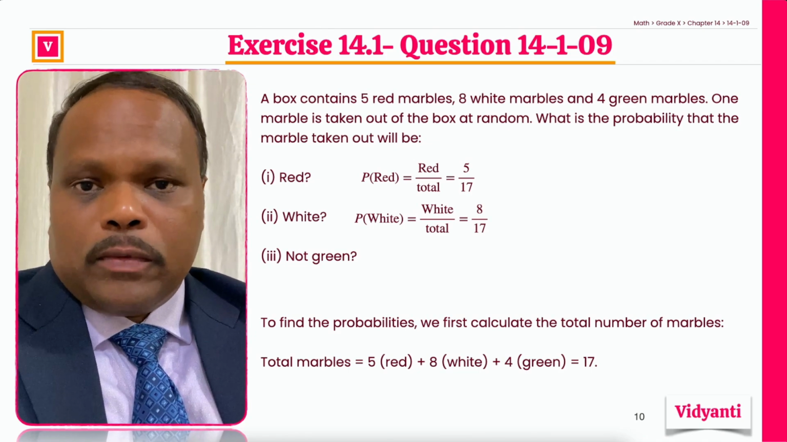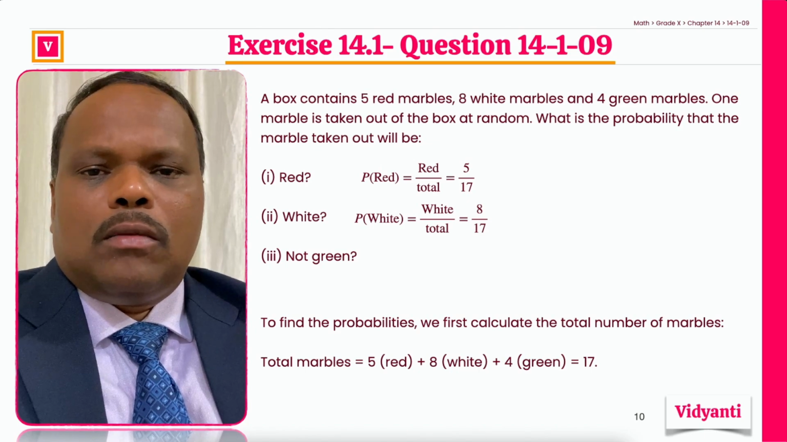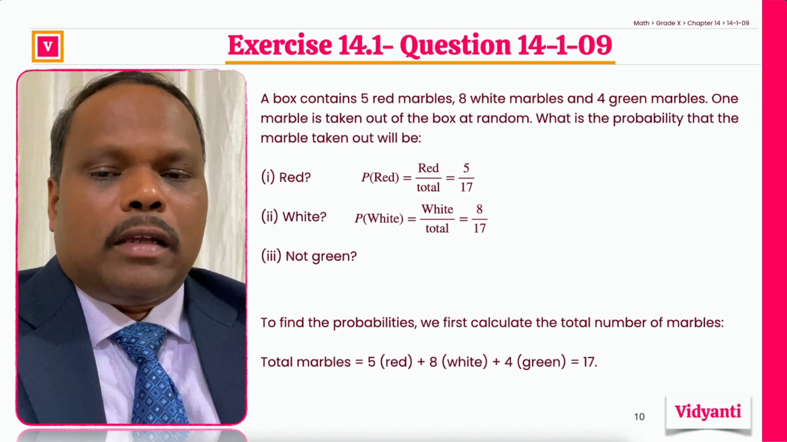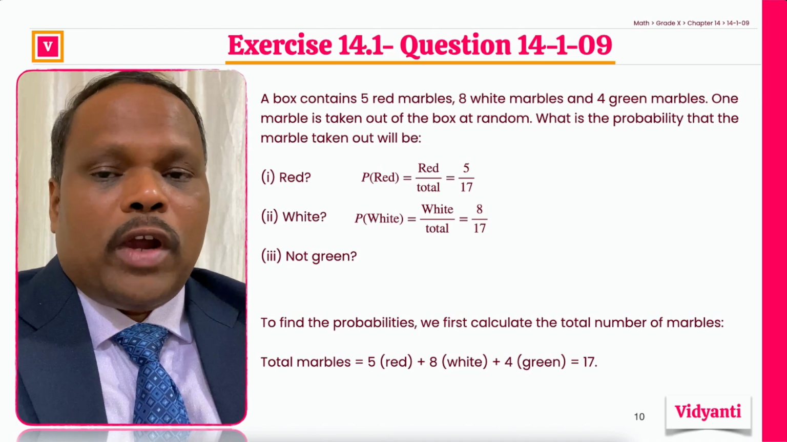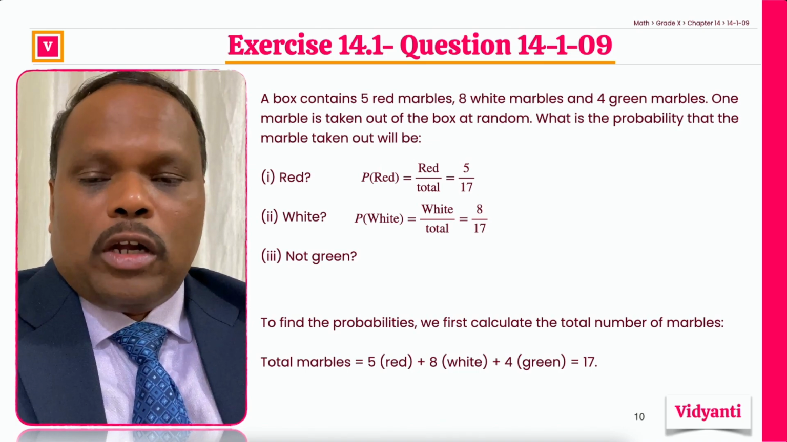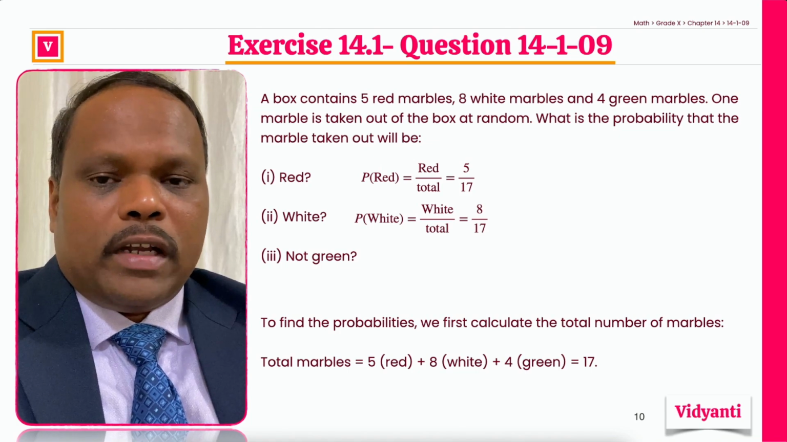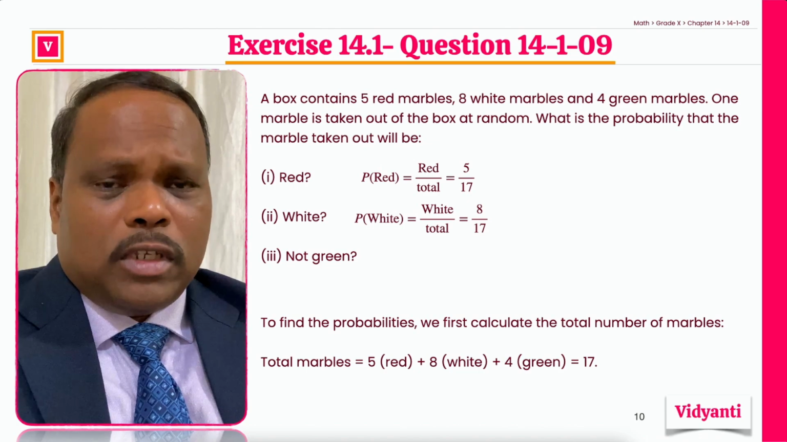As far as the third question is concerned, not green. What is the meaning of not green here? Not green means anything other than green. So that includes red marbles and that includes white marbles too. So that means not green is 5 plus 8, 13 divided by 17. That's one way of looking at it.